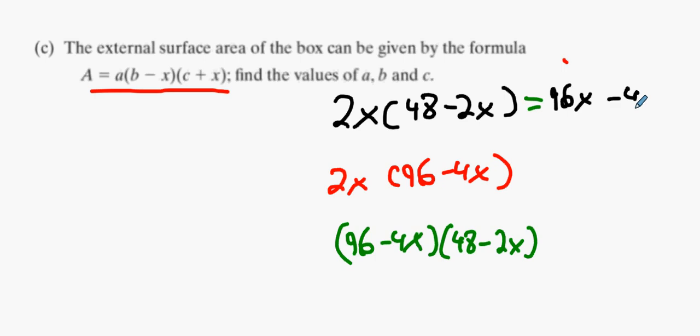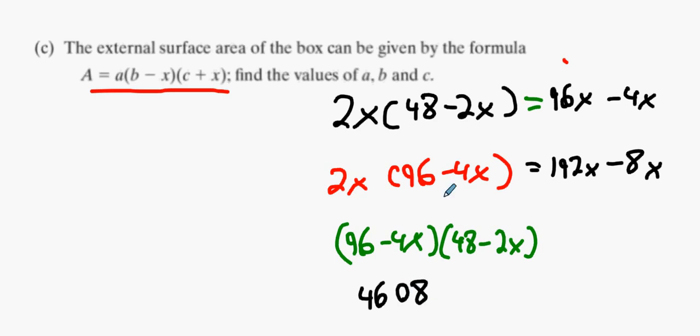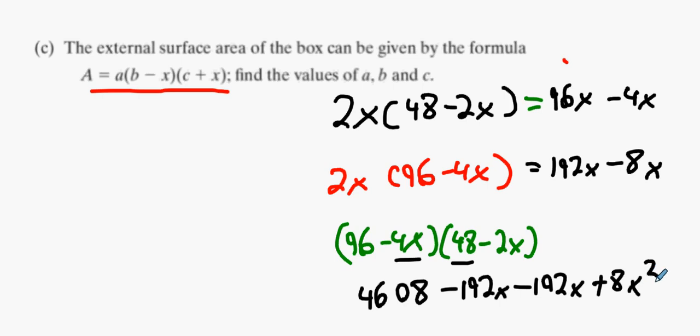So what's the point? Alright. 96x minus 4x squared. Next one. 192x minus this one here. What's 96 times 48? 4,608. 96 times 2 is 192 times x, and then 4 times that, also 192 times x, yeah? And then the last part. Thanks, Charlie. Gonna add all them together, aren't I?